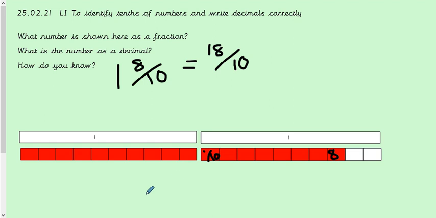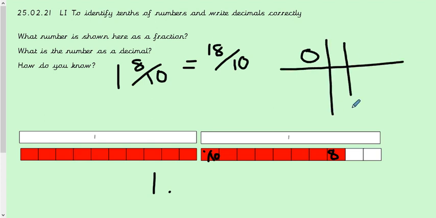So as a decimal then, we know that there's going to be one whole, so it's 1 in our ones column. Let me draw that place value grid again. That's our ones, that's for our decimal point, and this is our tenths. So we know we've got one whole, and there's 1, 2, 3, 4, 5, 6, 7, 8 tenths. So therefore it's 1.8 as a decimal.